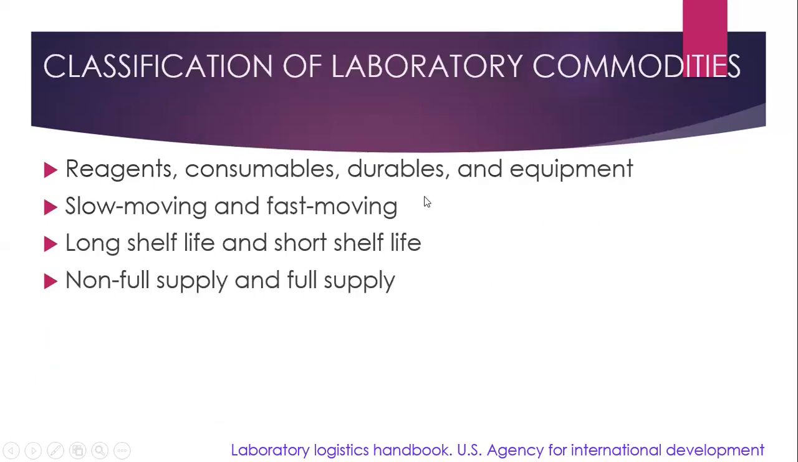Then we can classify the commodities as reagents, consumables, durables, equipments. This is one classification. Then slow moving and fast moving commodities. The slow moving commodities are those which are not exhausted easily. They last long. And fast moving are rapidly consumable items. Then we can classify as long shelf life items and short shelf life items. I have already talked about that. We cannot purchase short shelf life items in bulk.